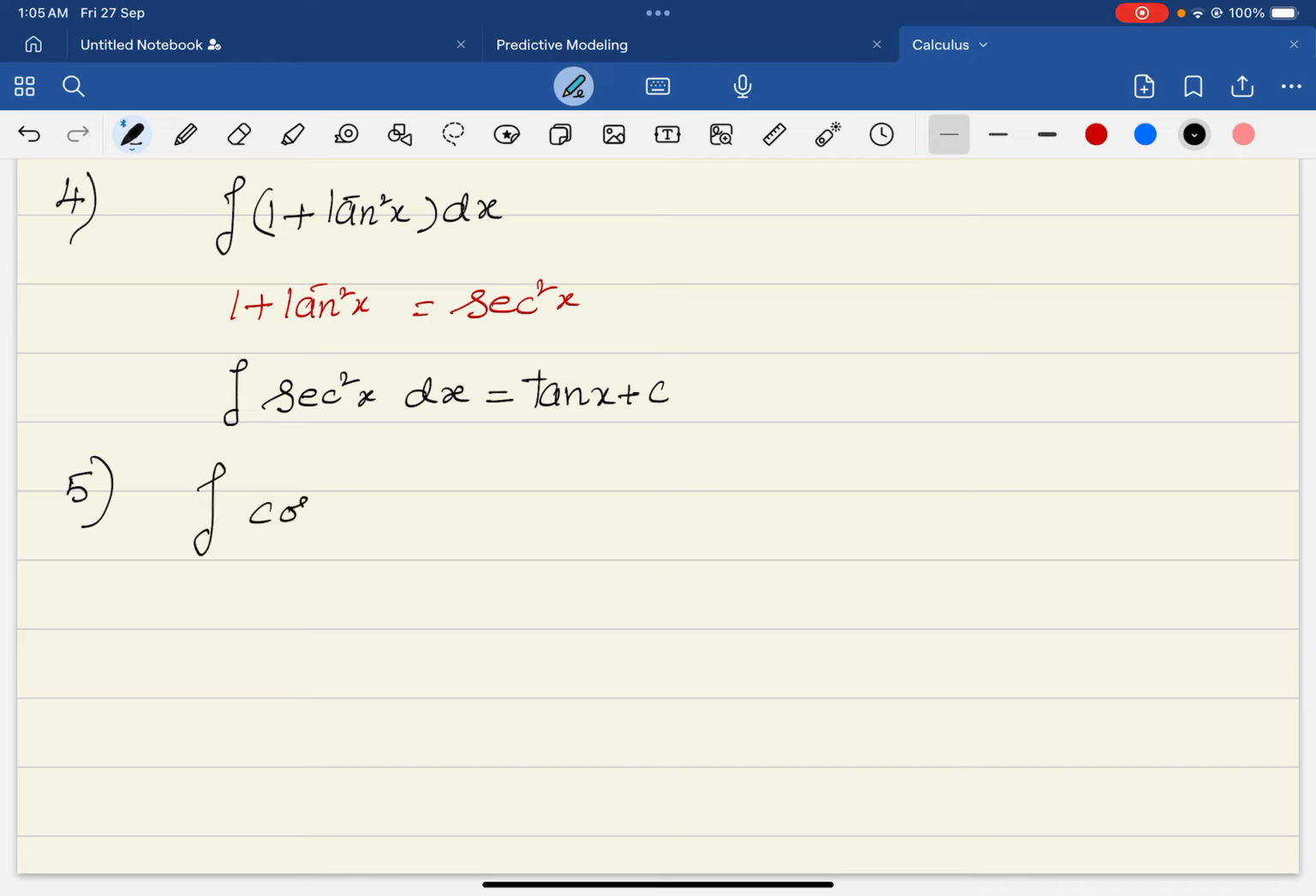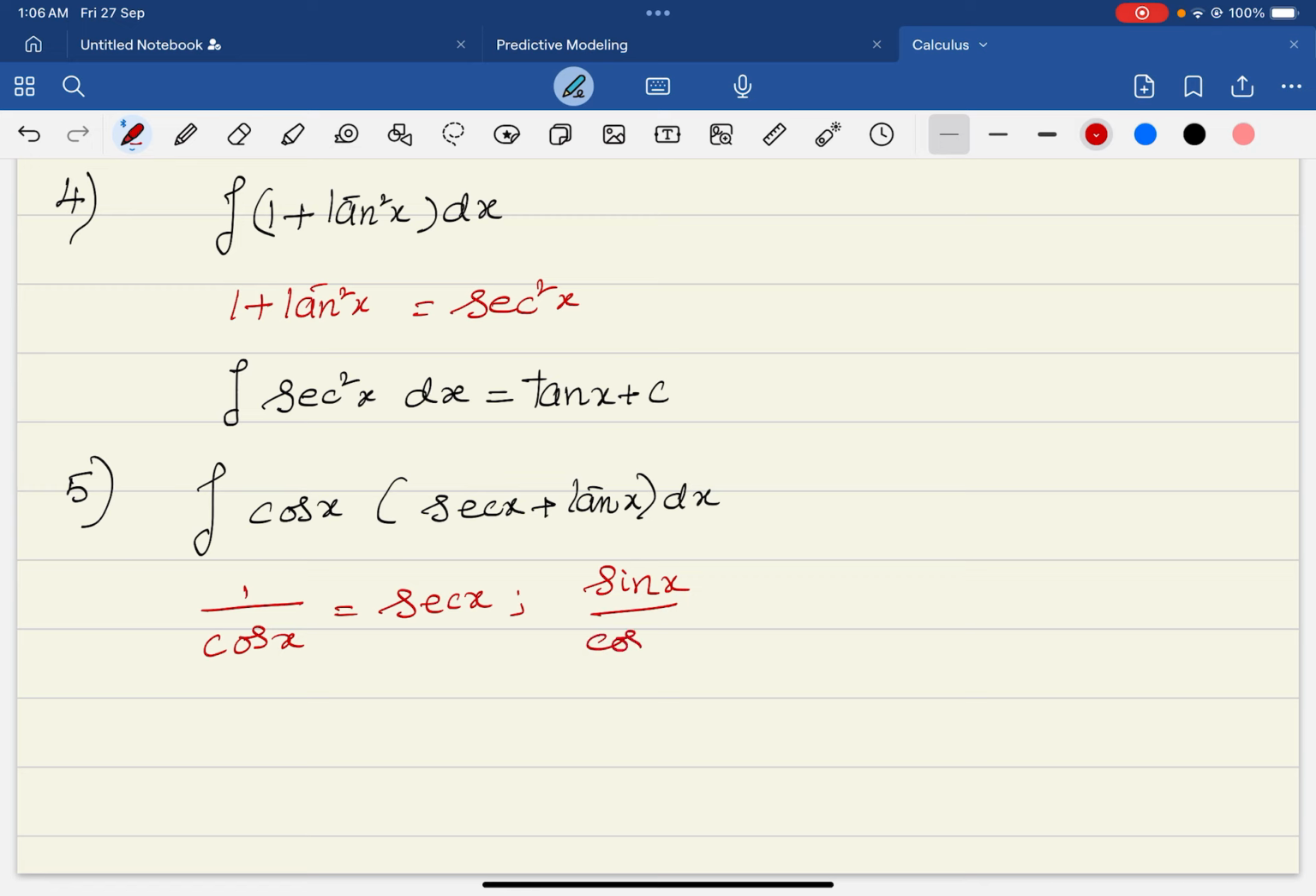The integral of cosine x times secant x plus tan x dx is there, suppose. Now again you need to remember the inverses of the functions also. 1 over cosine x is secant, and sine over cosine is tan. So these are the two important relations: 1 over cosine is secant and sine by cos x is tan.